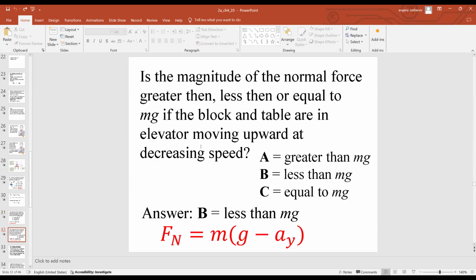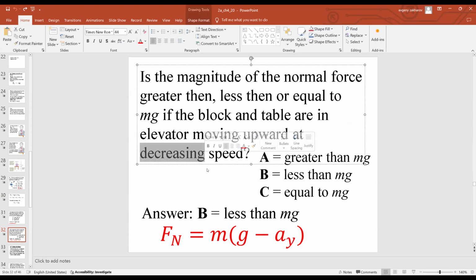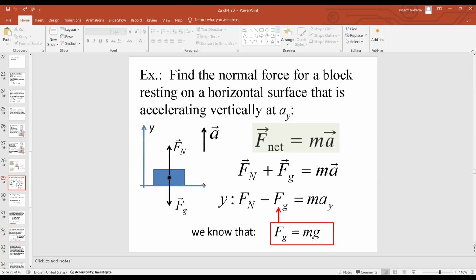If we're going upward and speed is decreasing, remember, decreasing speed means signs of velocity and acceleration are different. You're speeding up when acceleration has the same sign as velocity, and you're slowing down if those signs are opposite. So decreasing speed means velocity is up, so acceleration has to be down. It has to be in the opposite direction, so that we are slowing down. If acceleration is down, see, it was up. Now acceleration is down.